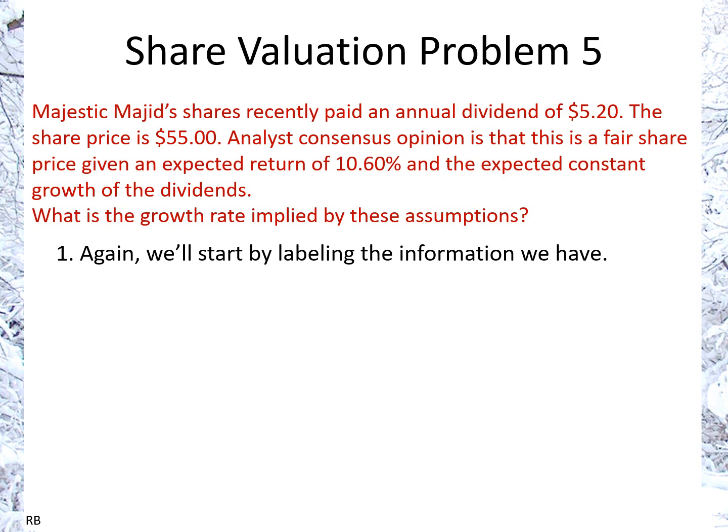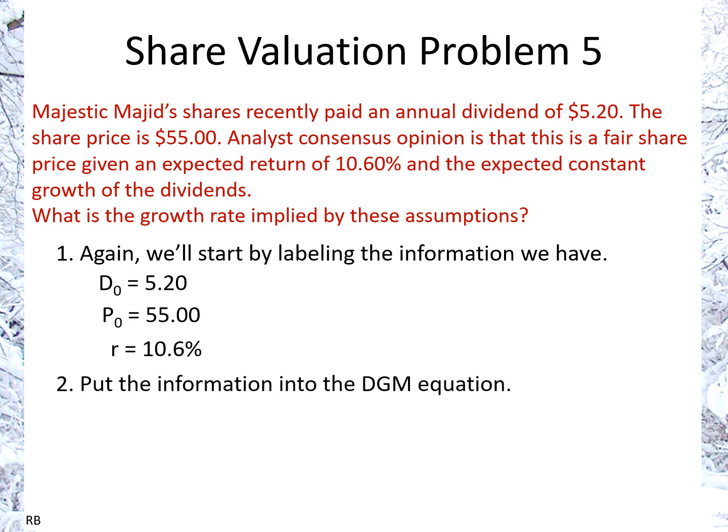Again, we're going to start labeling the information we have. We have annual dividend, but you'll see it's recently paid an annual dividend of $5.20, so that means it's D0. So D0 is $5.20. The share price is $55. That's of course P0. And consensus opinion, we're talking about the expected return of 10.6%, and that would be then the R, the expected discount rate or the expected return.